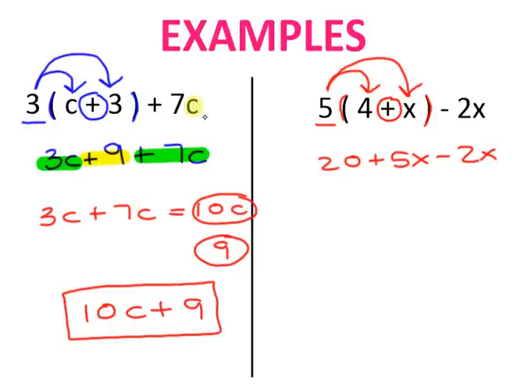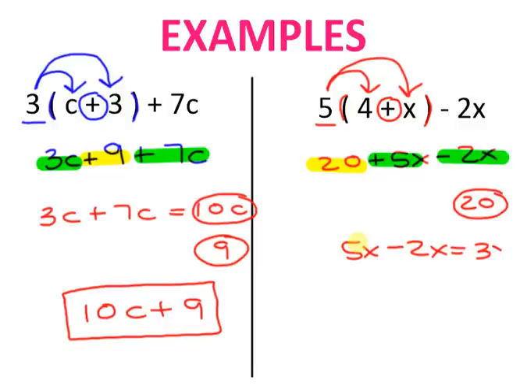Now all we do is combine like terms like normal. Here's a 20, here's a plus 5x, here's a minus 2x. So the 20 can't combine with anybody, but then we have 5x minus 2x equals 3x. So what's the order for the final answer? 3x plus 20.